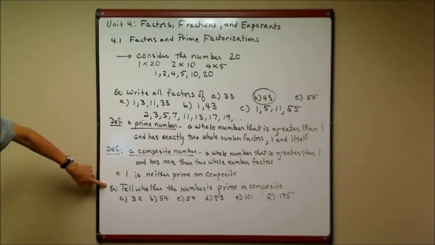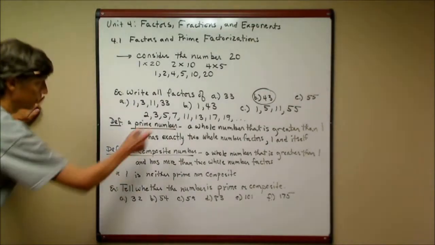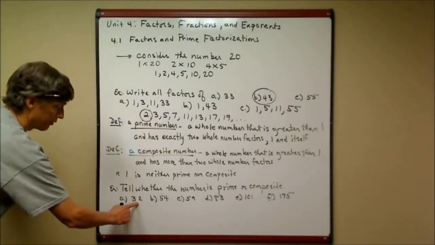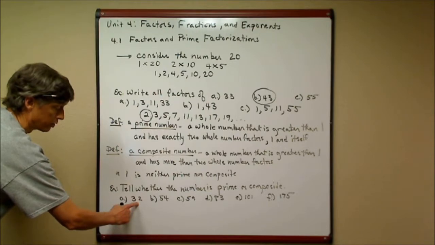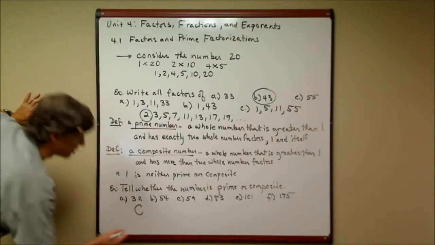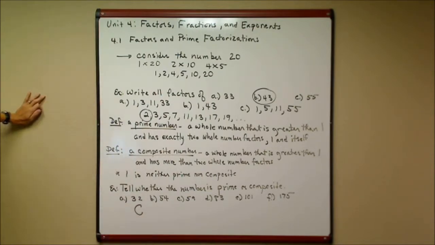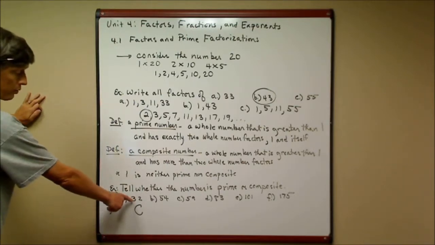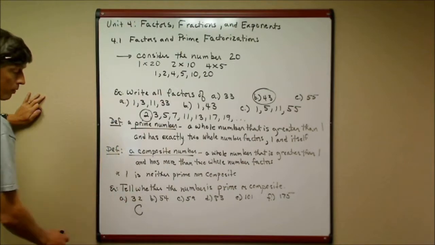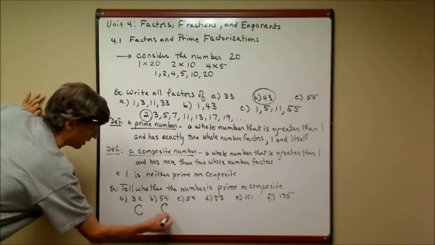All right, in this case, it says tell whether the number is prime or composite. Well, unless you're talking about the number 2, any other even number means it's divisible by 2. So I'm just going to put the letter C here for now to represent composite because I didn't leave myself much space. So any number greater than 2 that's divisible by 2, that's an even number, you know it's composite. So here's another one. This one's composite.